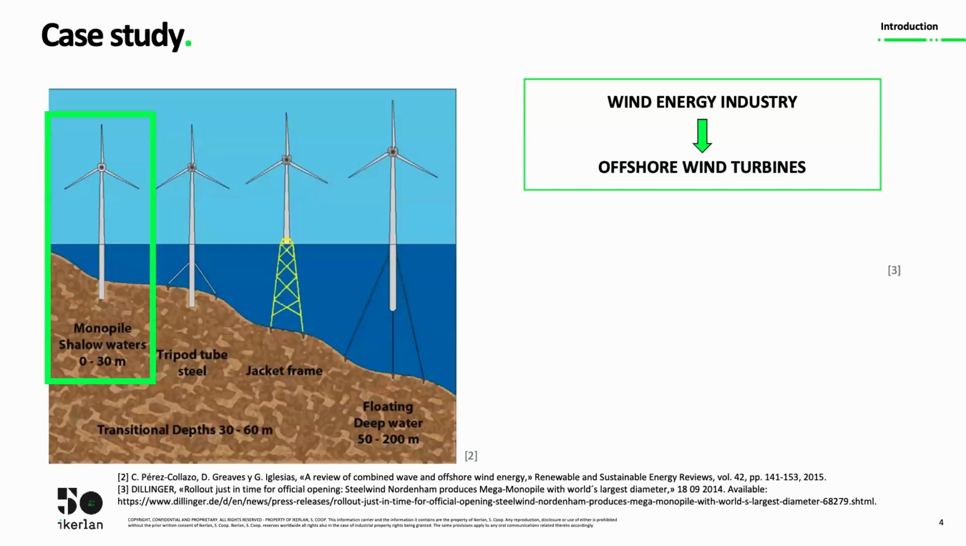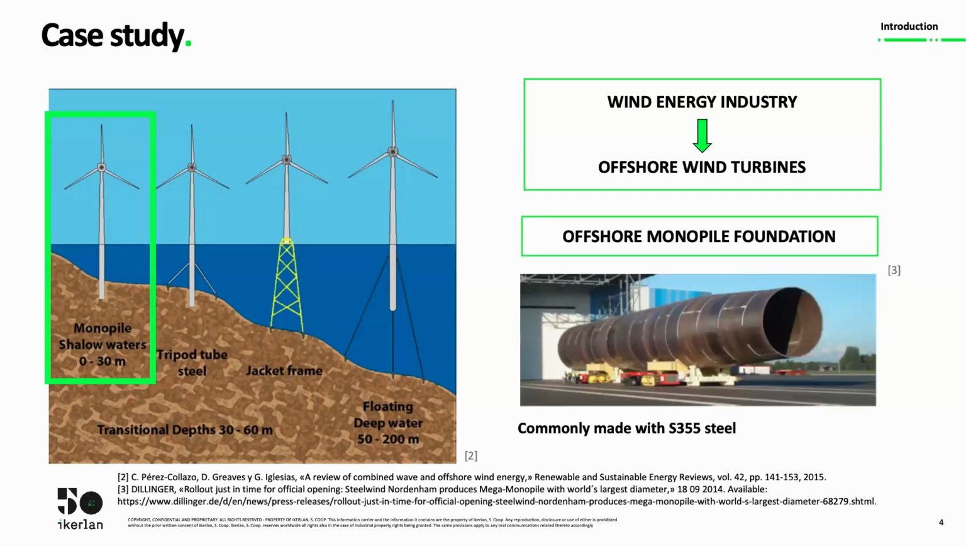As introduction, I would like to remark that in the wind energy industry, a very important and relevant sector is the offshore wind turbines. That's the reason that we chose as case study an offshore monopile foundation, which is commonly made with S355 steel.